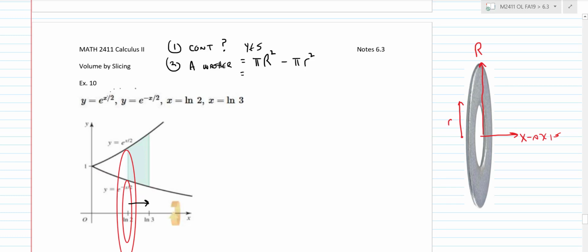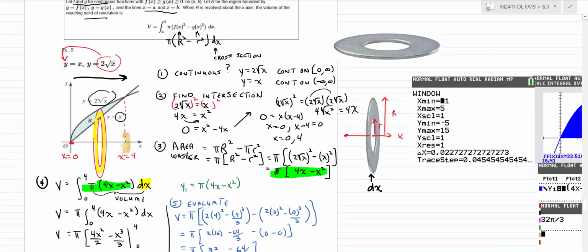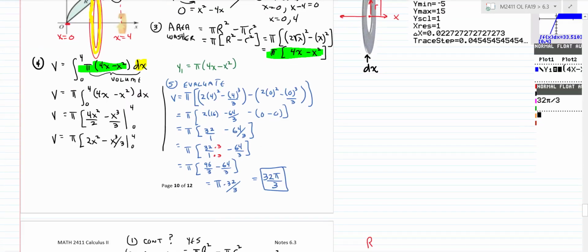So the upper one, R squared, is the function that's on top, which would be this. So you would just have pi times e to the x over 2, squared. And then the function on the bottom, the lower radius, would be this curve. So that's going to be e to the negative x over 2, and then squared like that. Let's clean this up a little bit. Might want to go to the side and review a little bit of algebra.